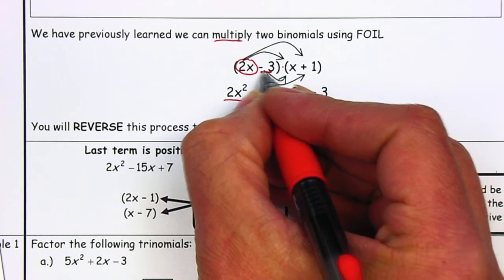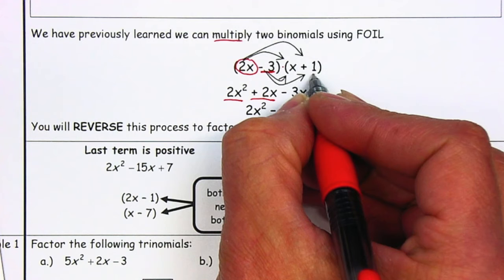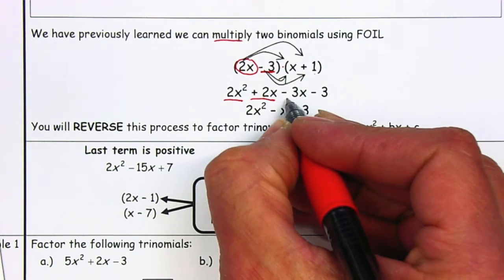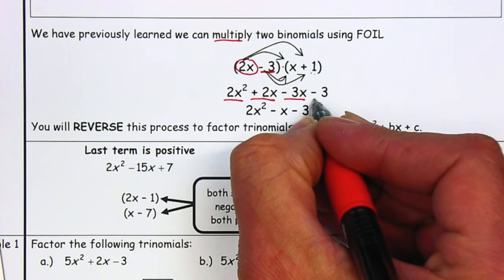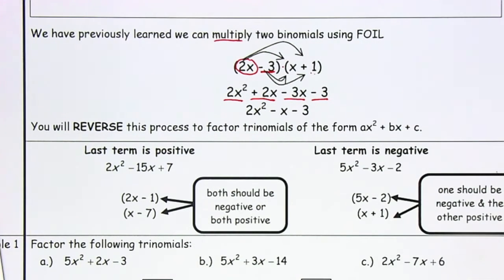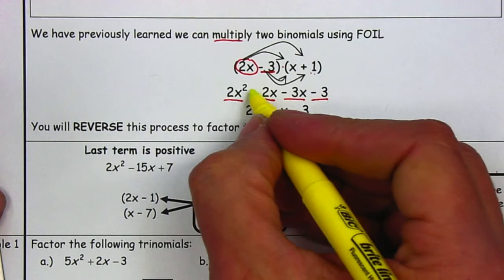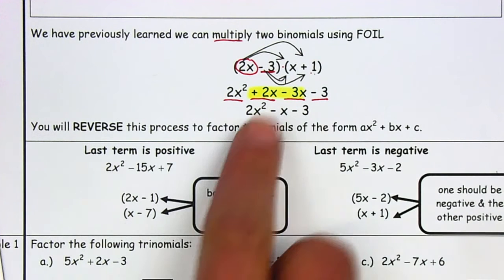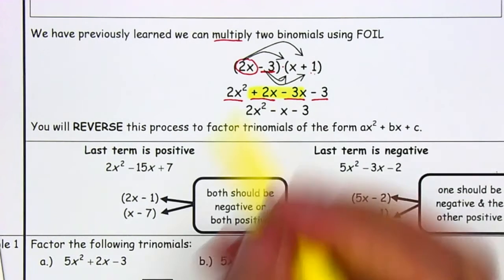Now we're going to distribute the negative 3 to each of the terms on the right hand side. So negative 3 times x is negative 3x. Negative 3 times positive 1 is negative 3. Next, we're going to be combining our like terms. And that will give us a negative 1x.